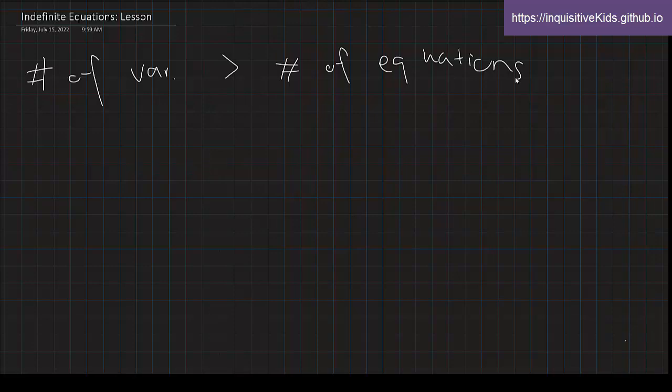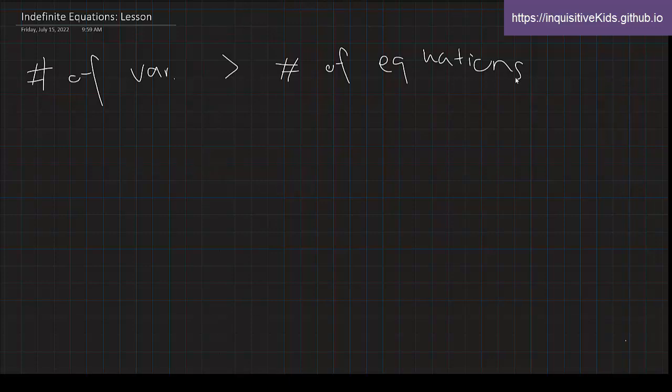And remember, I always said that you can only solve a system of equations or a function or a set of equations if you have, say, 2 variables, you need at least 2 equations to solve it. If you have 3 variables, you need at least 3. If you have 100 variables, you need at least 100 separate equations to solve it.